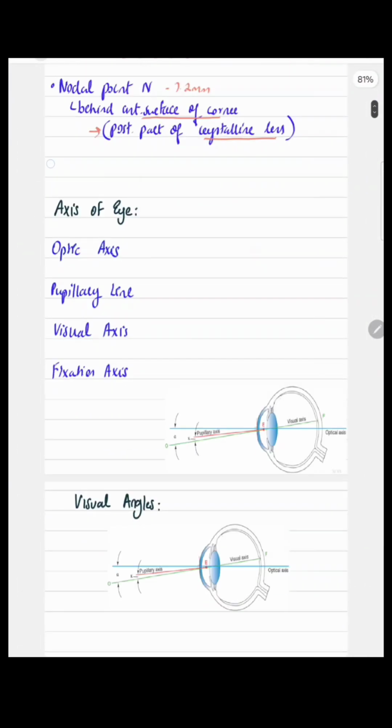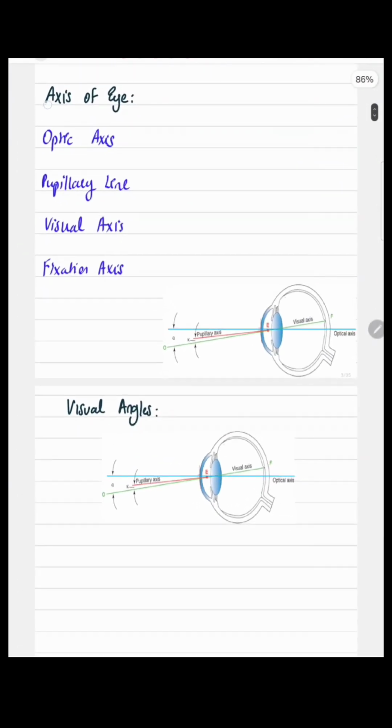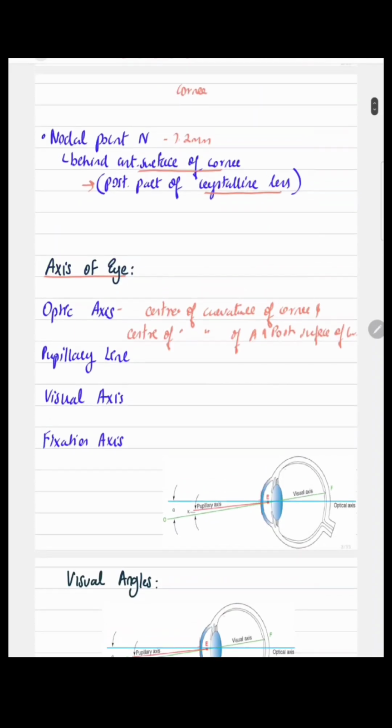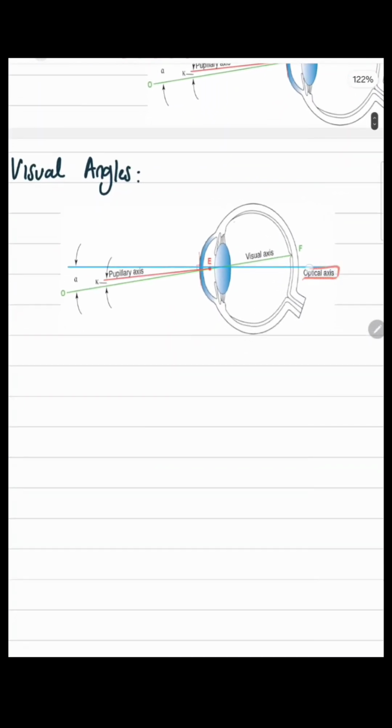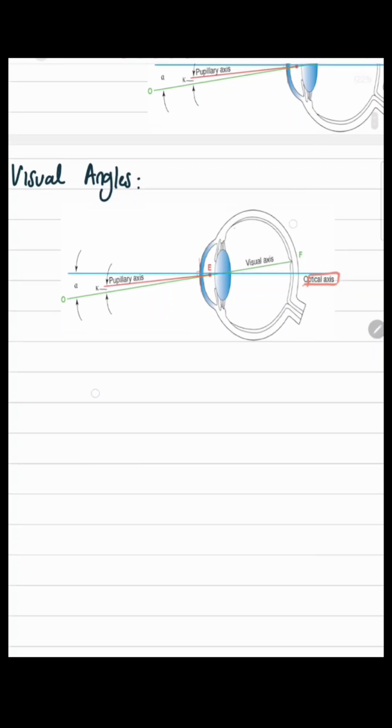Next, coming to axes of the eye. Optic axis is a line passing through the center of curvature of the cornea and the centers of curvature of the anterior and posterior surfaces of the lens. This is the optical axis.